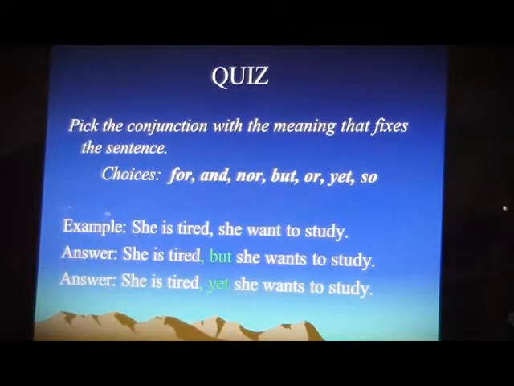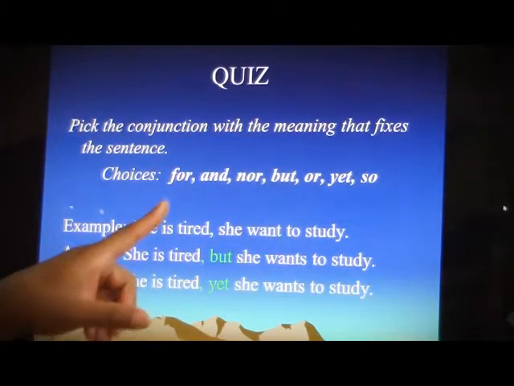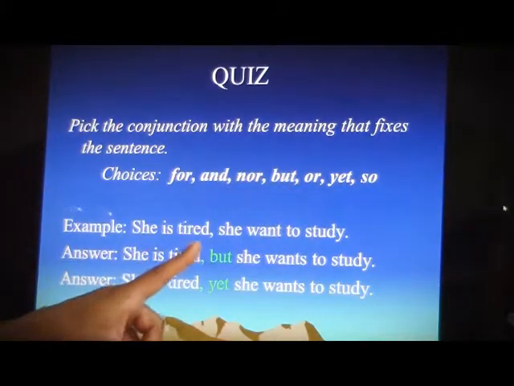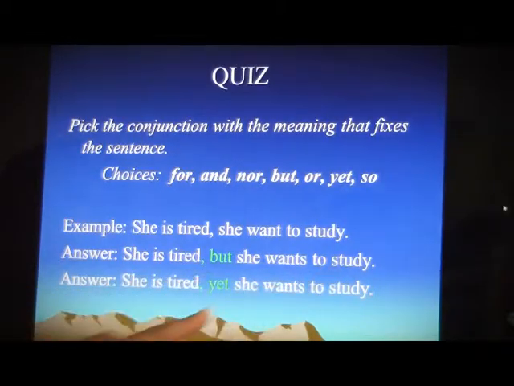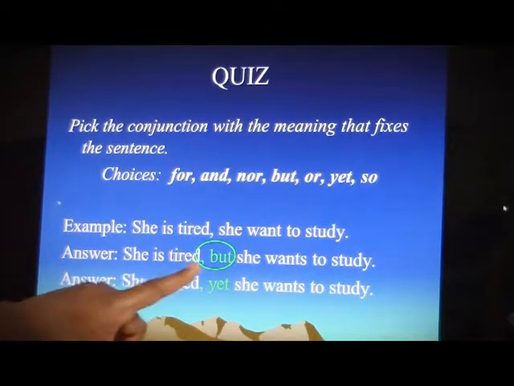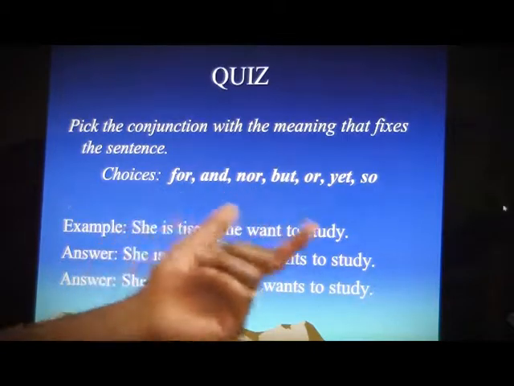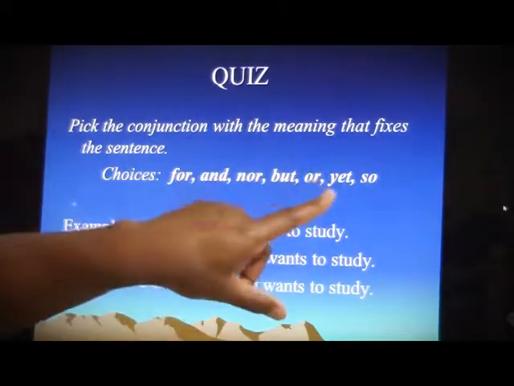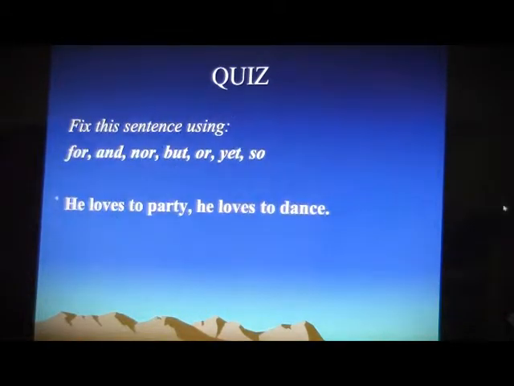Here's the quiz. Pick the conjunction with the meaning that fixes the sentence. Here are your choices: for, and, nor, but, or, so. She is tired, and you have two choices. But she wants to study. She's tired, yet she wants to study. Either of those two will work because there's a contrast there. She was tired, but she wanted to study. There's a contrast going on there. She was tired, yet she wanted to study. So either of those two, but or yet, would have worked just fine.